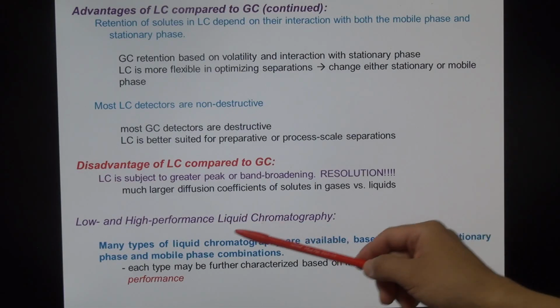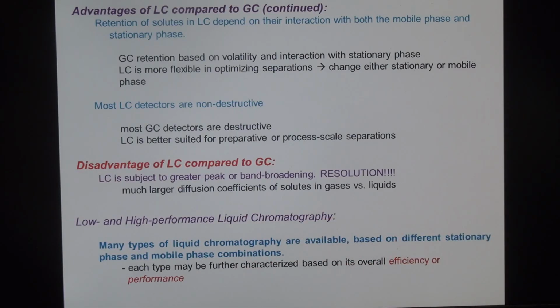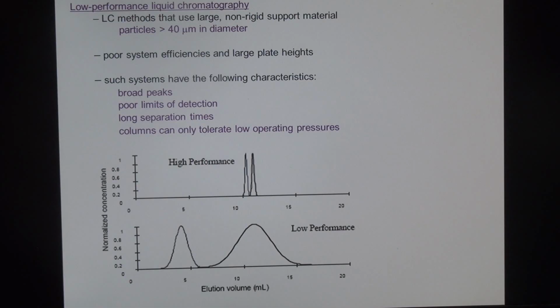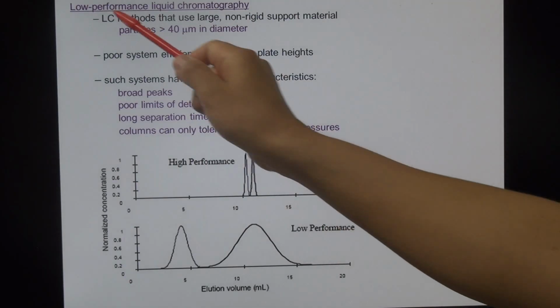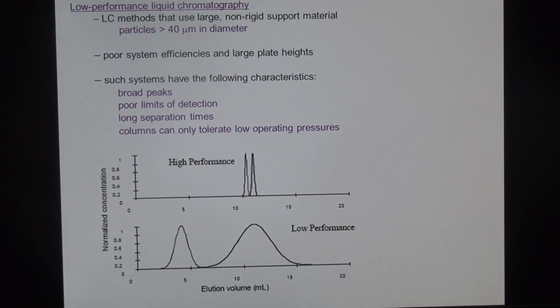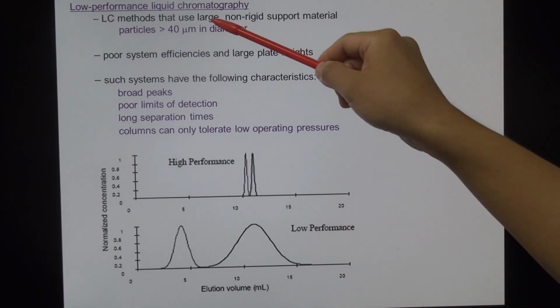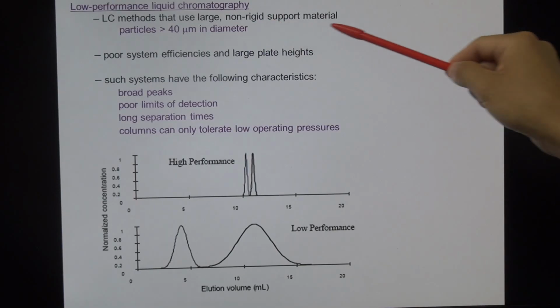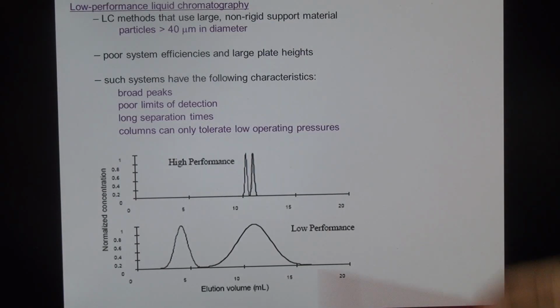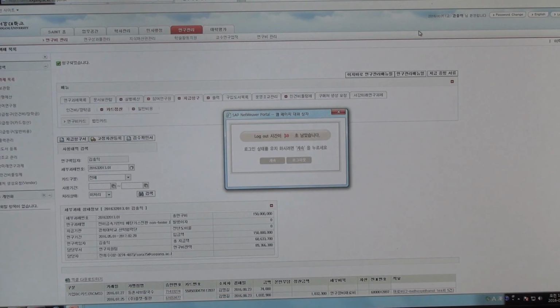So there are many different types of LC, and for different kinds of LC, they use different kinds of stationary and mobile phase. Let's see some of them. So first, for low performance liquid chromatography, we use large, non-rigid support material.